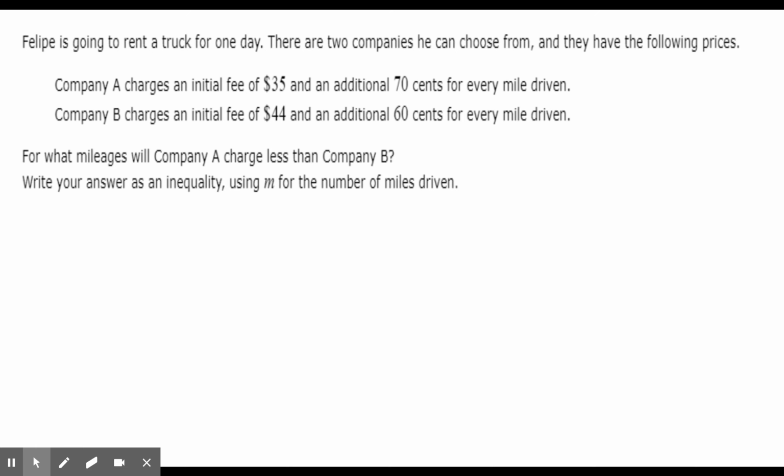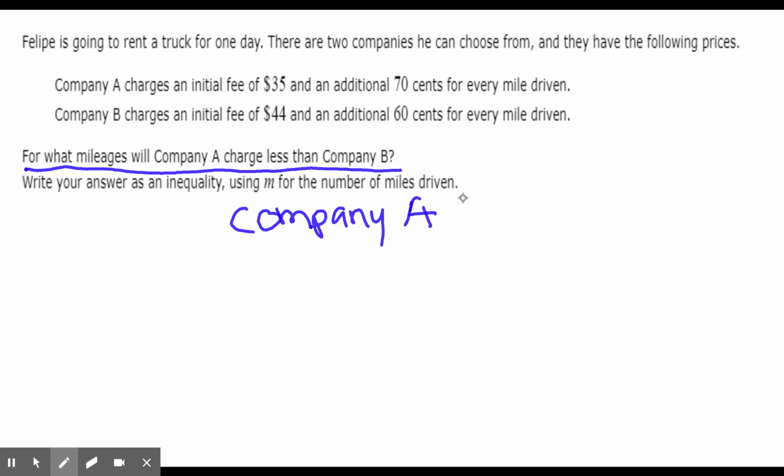So basically, we've got two companies, and however many miles we're going, we're wondering at what point will Company A charge less than Company B? So let's actually start by underlining that statement right there. For what mileage will Company A charge less than Company B? So when will Company A be less than Company B? And now we're going to replace equal parts with equal parts.